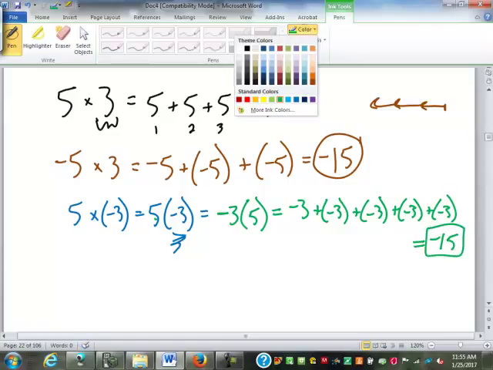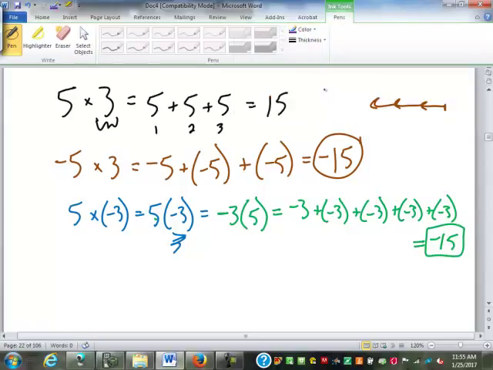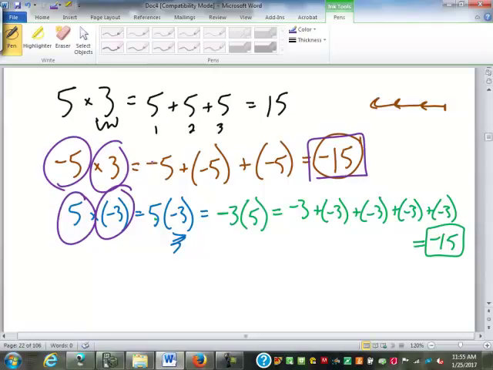Now I'm guessing you've all probably been taught this before. A negative times a positive is a negative. A positive times a negative is a negative. You just multiply the numbers without the signs, then use that to determine what sign the answer is. Well, here you can see why. It's because of that repeated addition that comes out that way.